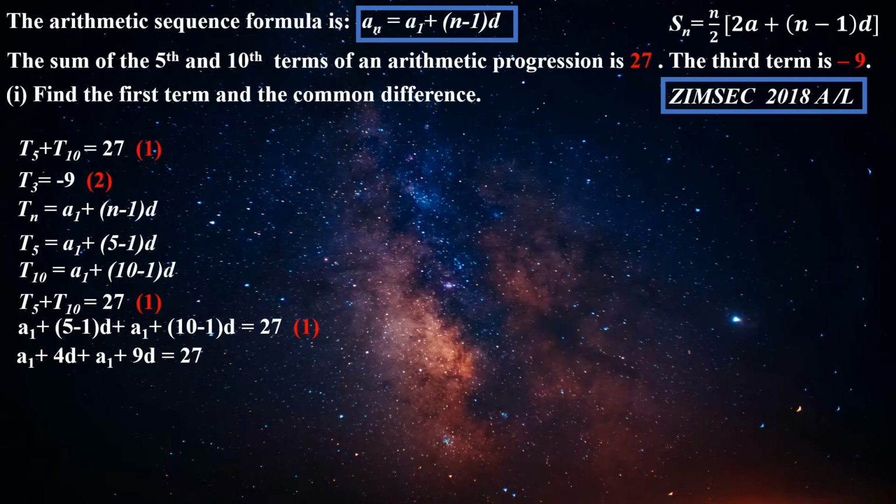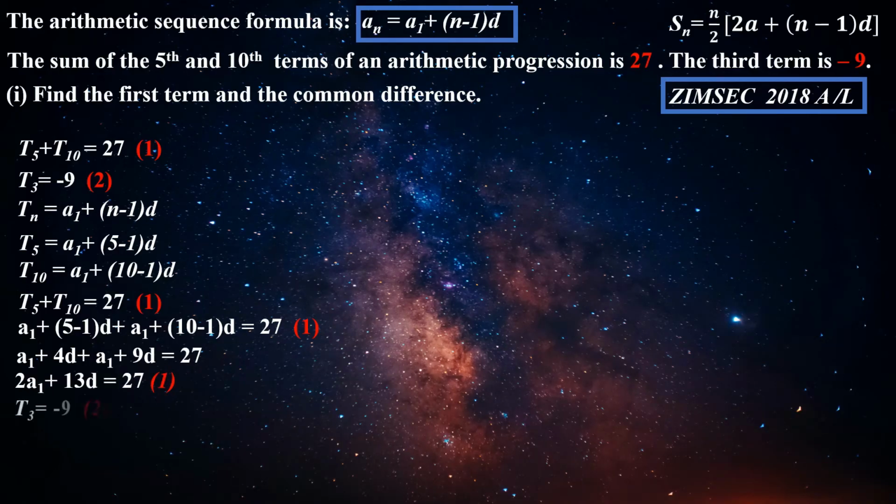Now it's a matter of simplifying. If we say a1, we're going to have 5 minus 1, and that's going to give us 4d, and 10 minus 1 is going to give us 9d. So here we're going to say a plus a, and if we do that, we're going to get 2a. 4d plus 9d is going to give us 13d, equal to 27. This one is going to be equation 1. So you have to be good at simultaneous equations before you start this topic. I should have mentioned that you have to be good at solving simultaneous equations.